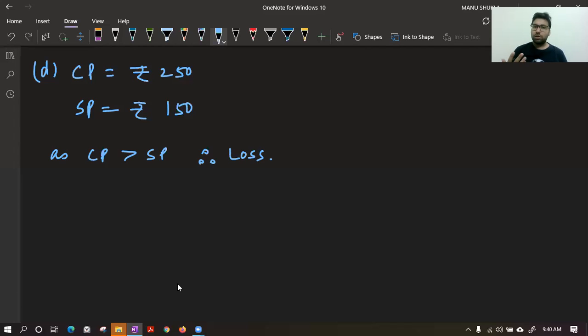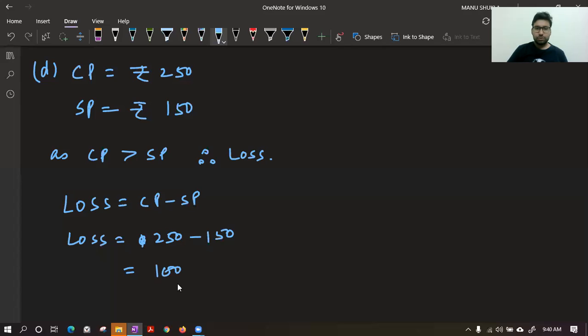Now comes the question. We have to find the loss value. Let's find the loss value. Very simple. Loss is given by CP minus SP. Let's put the value. That is 250 minus 150, and that is 100 rupees loss. There is a loss of 100 rupees.